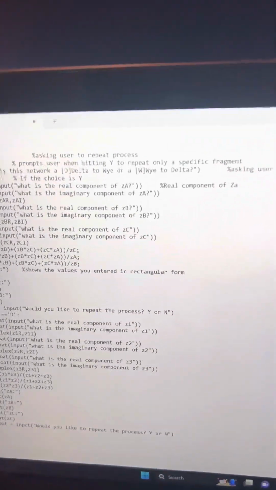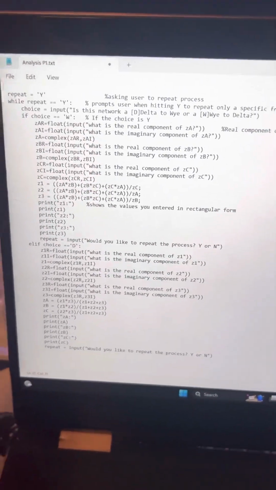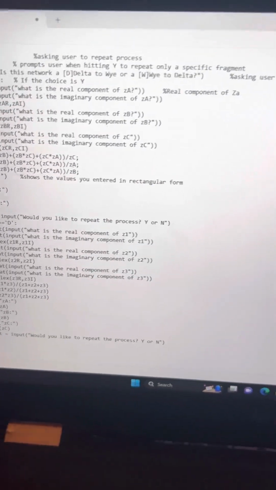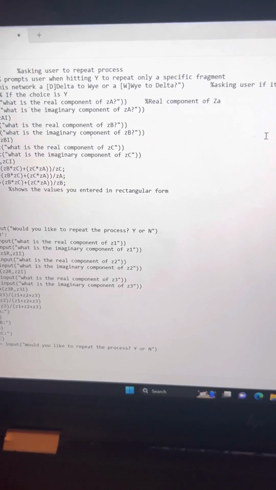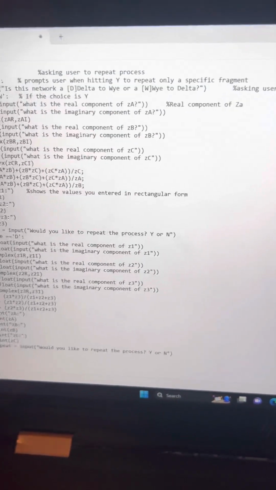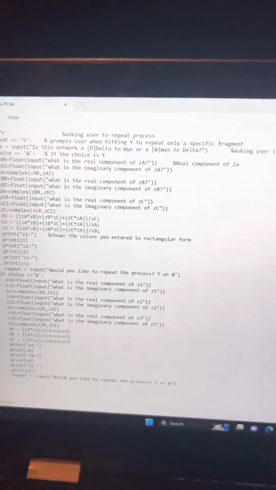The first part of the code is literally the same as the second part, the one for delta. The only thing that's different is instead of Z1, Z2, and Z3, it's going to be ZA, ZB, and ZC. So just these things change, and then you prompt the user and they go through it. I'll give you a little demo of what it would look like.